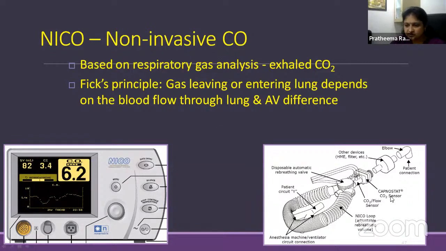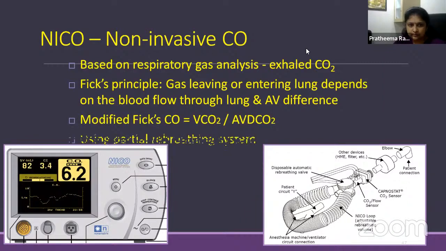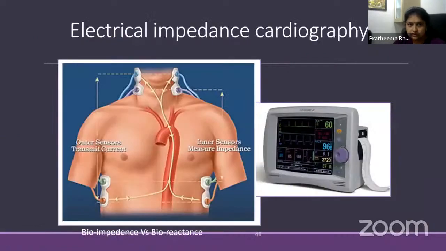And this is the capnostat, the carbon dioxide sensor, and this is the rebreathing valve. We know that there is a NICO loop and this is adjusted. We have a monitor fitted here and it has a cable which goes to the monitor, and numbers are displayed there. NICO is non-invasive cardiac output monitoring. The calculations are done in this partial rebreathing system and displayed as numbers.